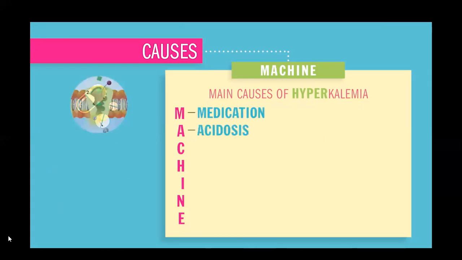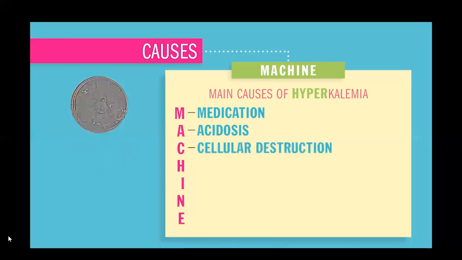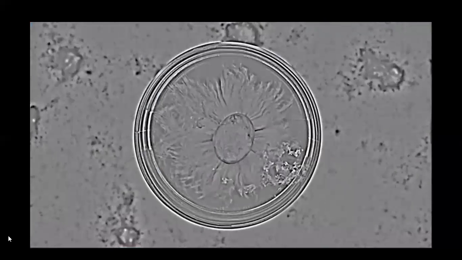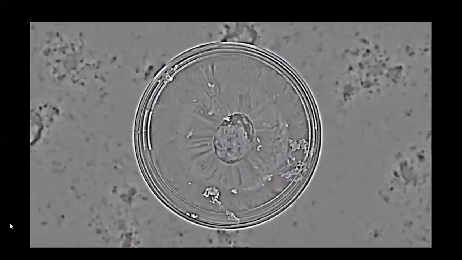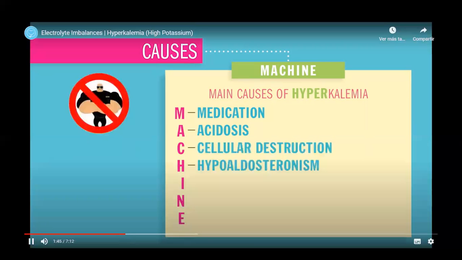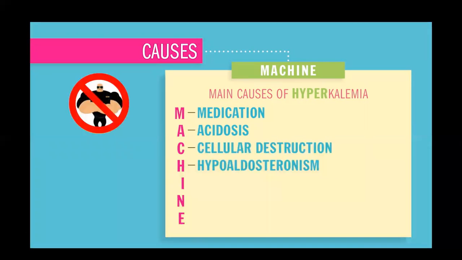Acidosis causes a disruption in potassium balance, mainly because the sodium-potassium pump, which keeps our acid and base in balance, is being overworked. Cellular destruction like burns or trauma. Now, when cells burst, called lysis, potassium inside that cell explodes into the bloodstream, increasing potassium in the blood. Hypoaldosteronism, usually seen in Addison's disease, causes a low aldosterone hormone, resulting in high potassium in the body.